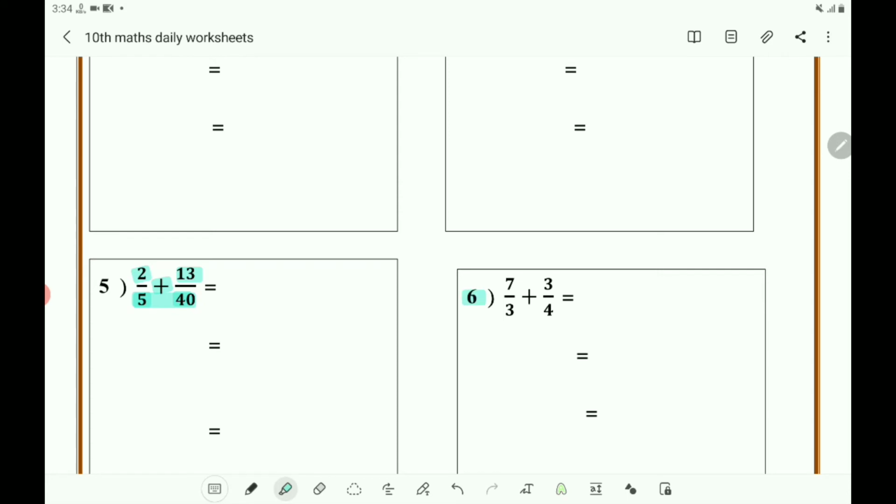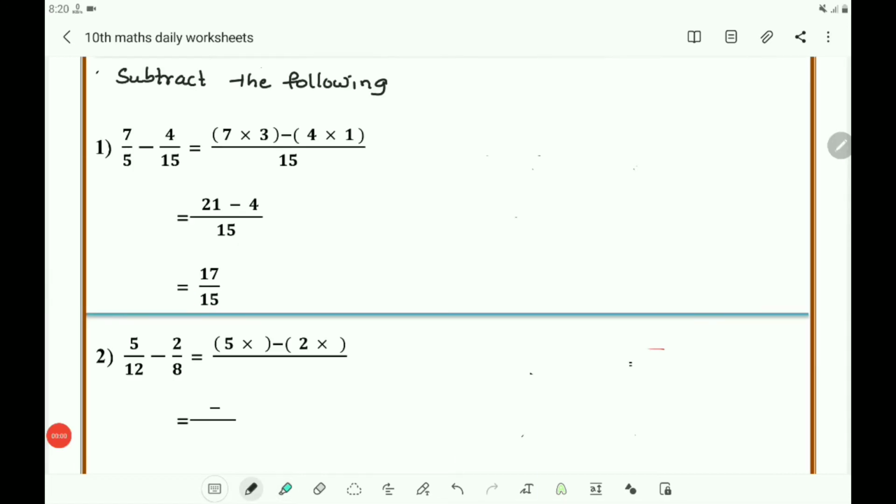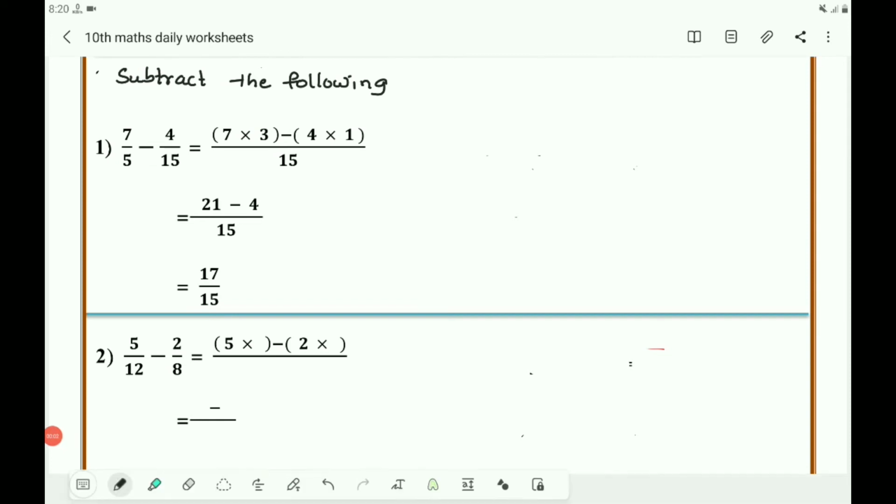Then the sixth one, 7 by 3 plus 3 by 4. Here what is the LCM? Now observe here, 3 and 4 are co-prime to each other. Their product becomes the LCM. Verify that, and find the numerator, by which the numerator of each fraction is to be multiplied, that you have to identify.